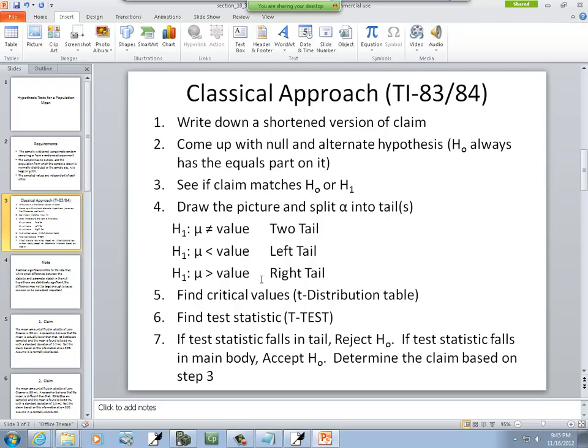Let me work these problems, then I'll talk about the two different types.